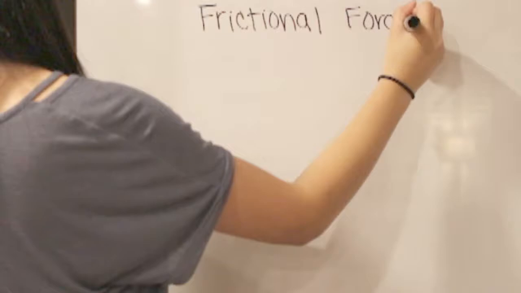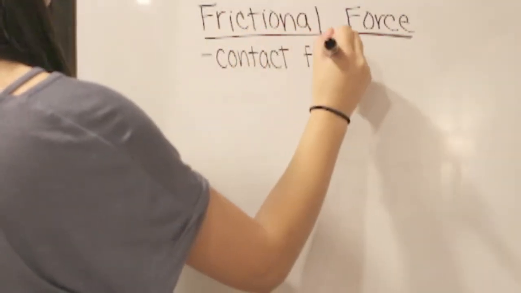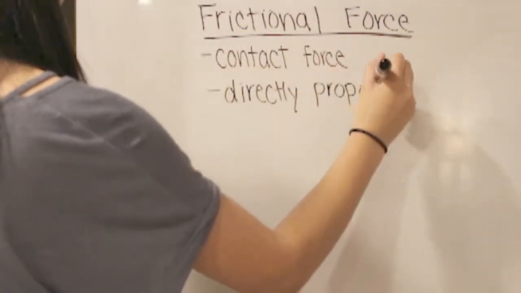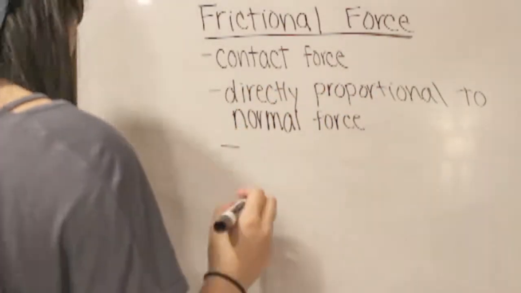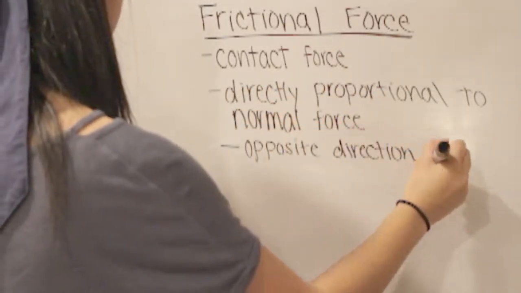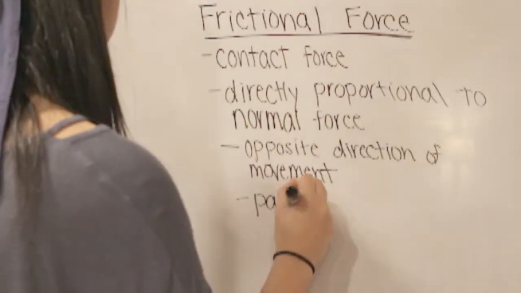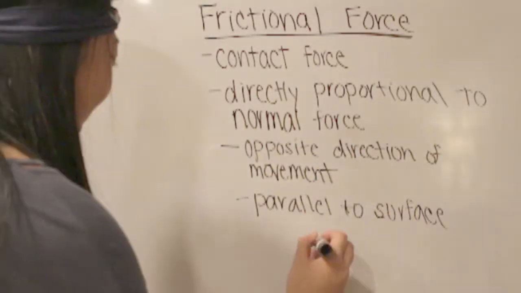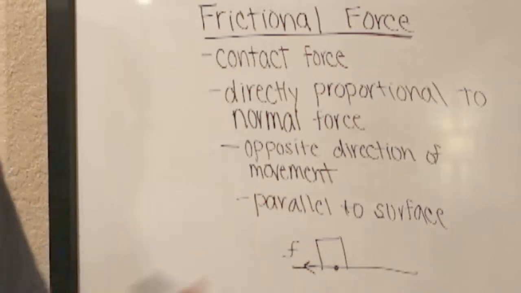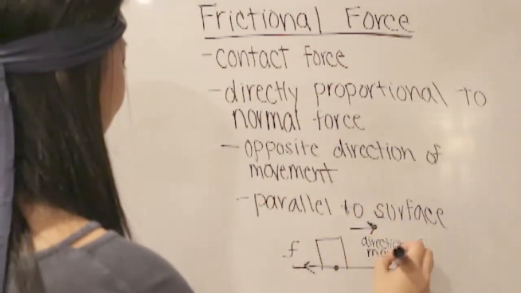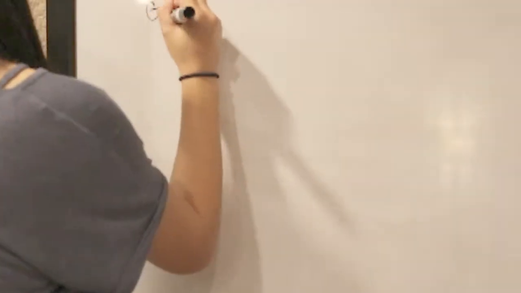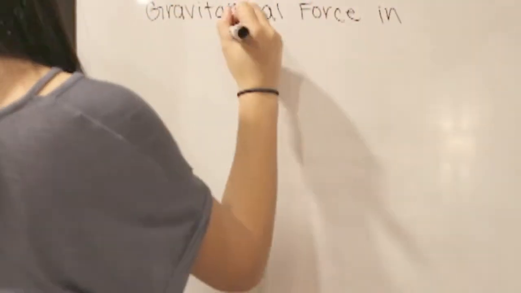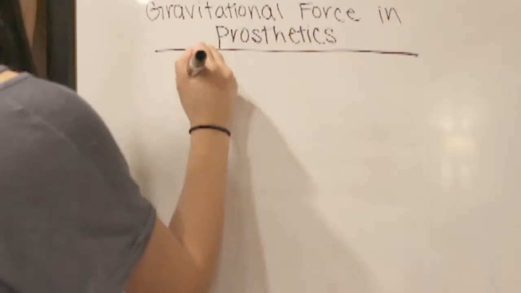The next force is the frictional force. This force is a contact force as well, and is directly proportional to the normal force and also depends on the coefficient of friction, or mu. It is opposite the direction of movement and is parallel to the surface. Now let's talk about these forces in specific to prosthetics. First is a gravitational force.